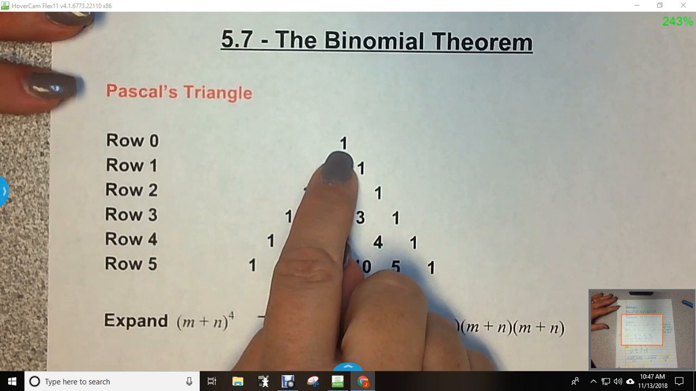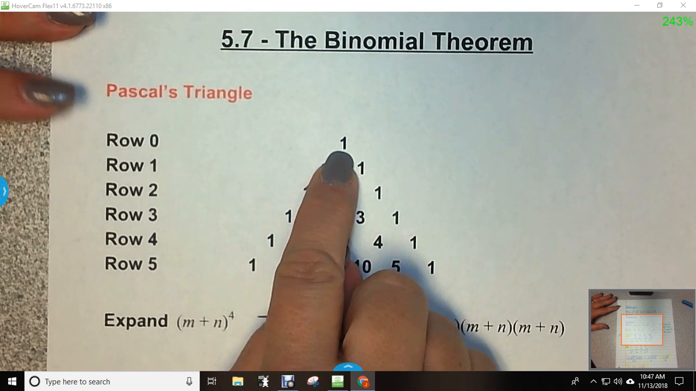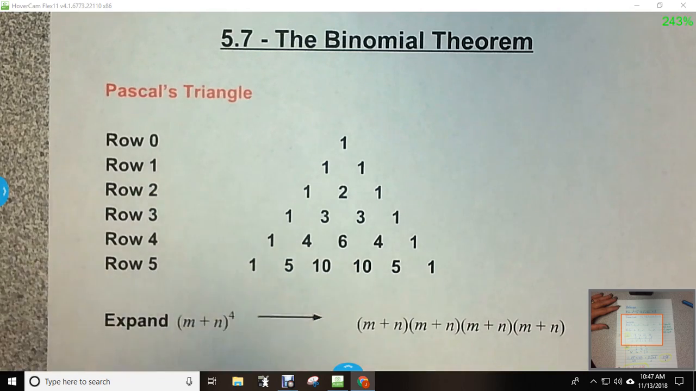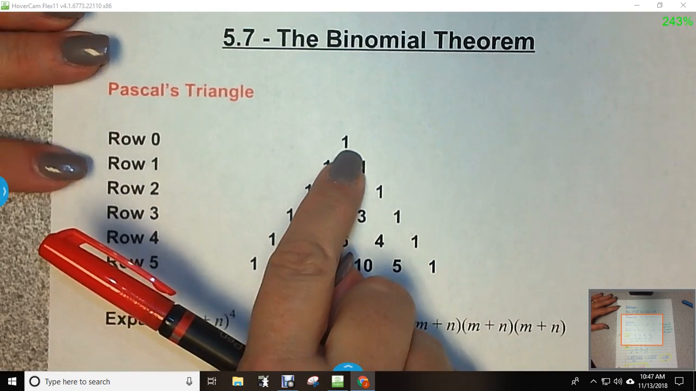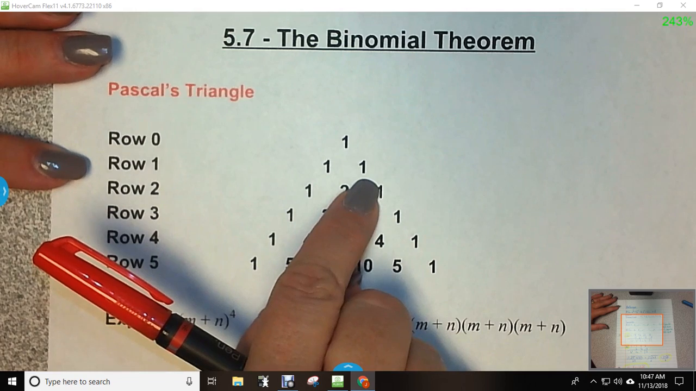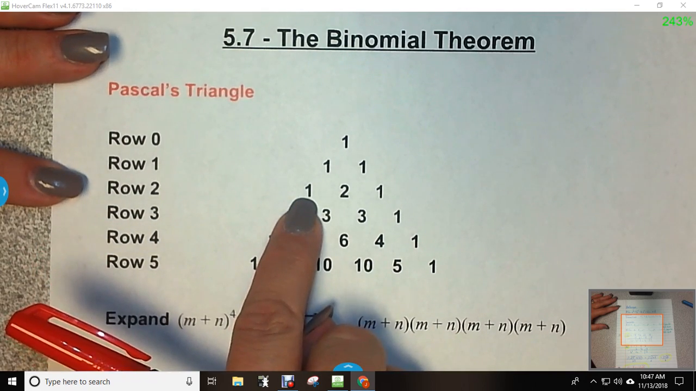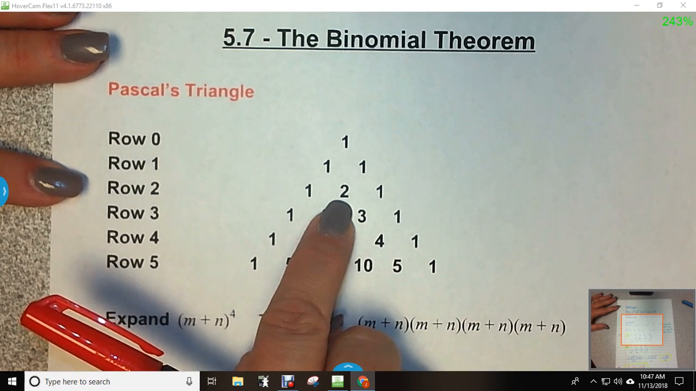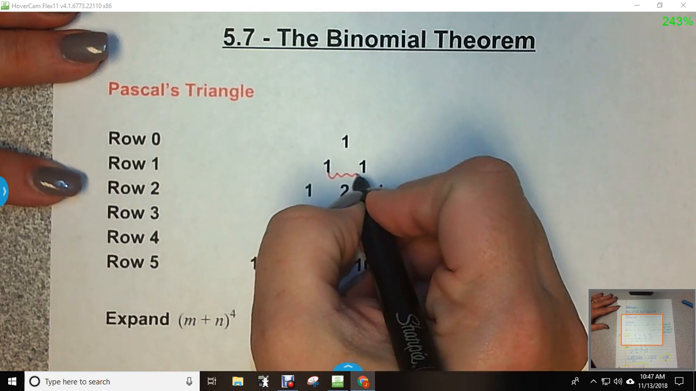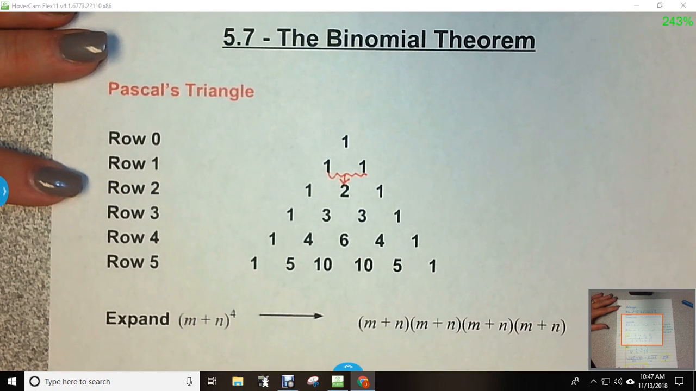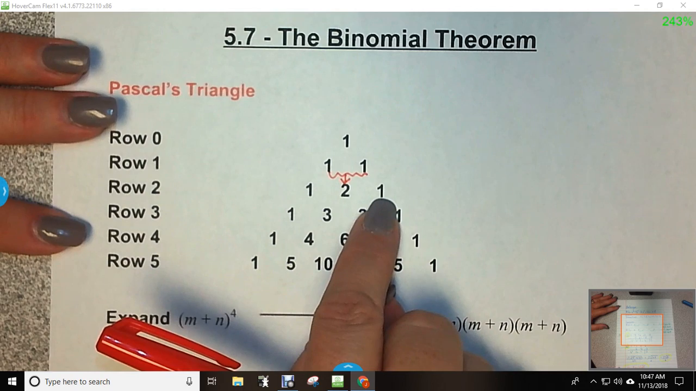Pascal's triangle always starts out with a 1 on the top row. Then, every row after that is going to start with a 1 and end with a 1. So I've got a 1. My next row starts with a 1, ends with a 1. The next row starts with a 1, but we need to talk about where this 2 comes from. You're going to add these numbers, and the 2 goes right between them. And then it ends with a 1.